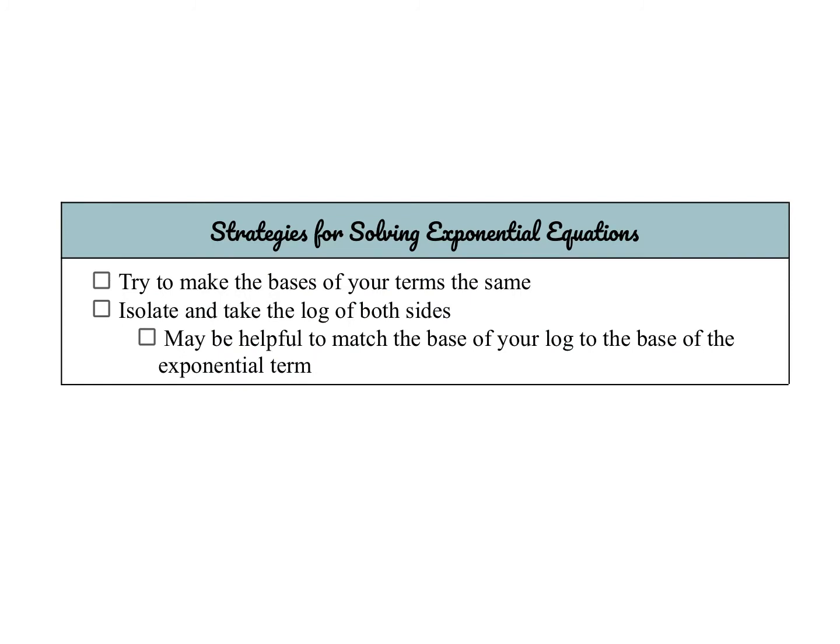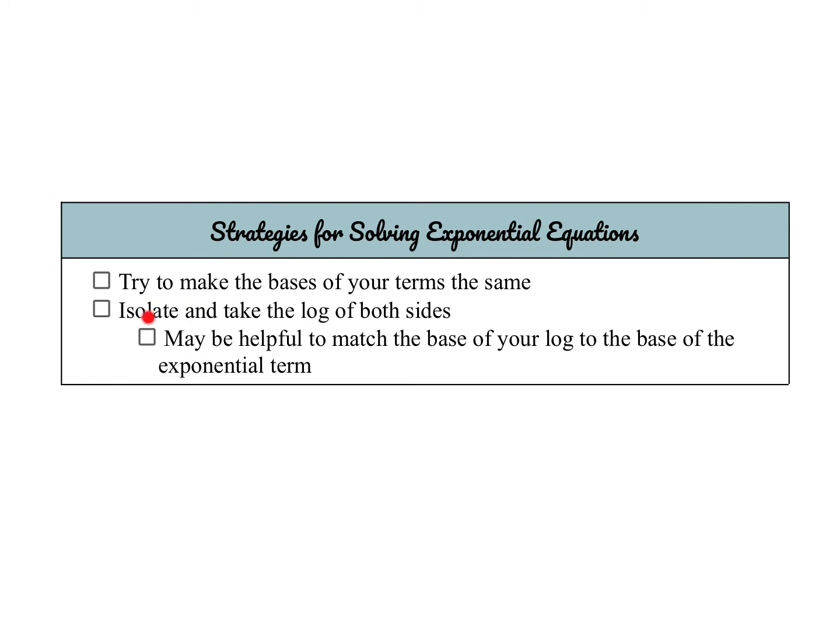All right, so now we're going to try solving some exponential equations. Here are some strategies. First, you could try to make the bases of your terms the same, and if the bases are equal and the two terms are equal, the exponents must be equal. Sometimes the strategy works, sometimes it doesn't, it just depends on the numbers.